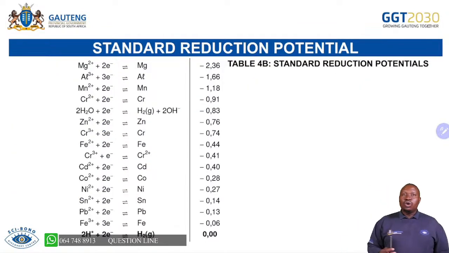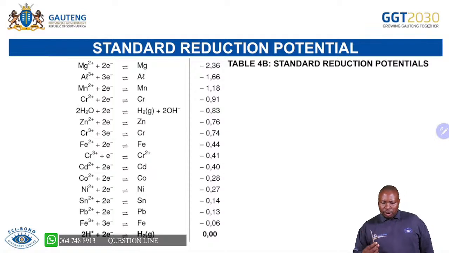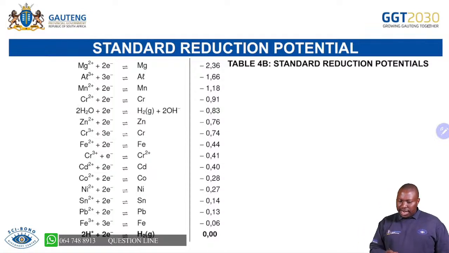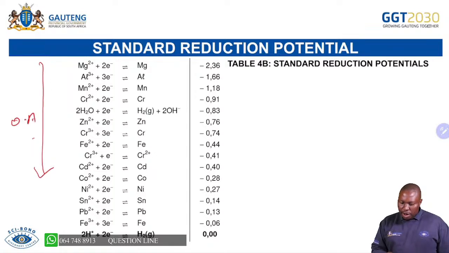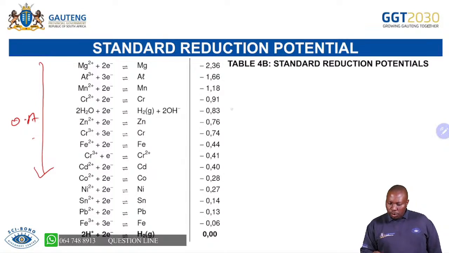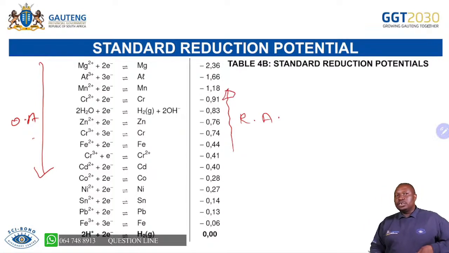I just wanted, when I conclude, to use this table to remind you that on the left here you would find an arrow that shows increasing oxidizing ability. So we have oxidizing agents on the left, and reducing agents on the right. As you go up, you are getting a stronger reducing agent. As you go down, you are getting a stronger oxidizing agent.